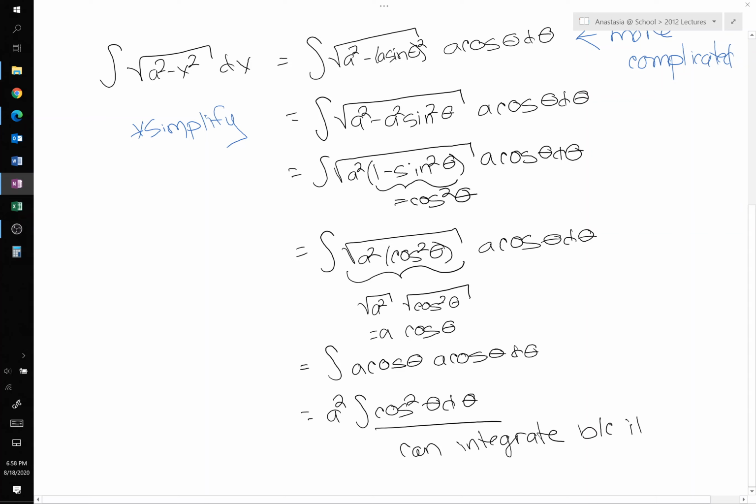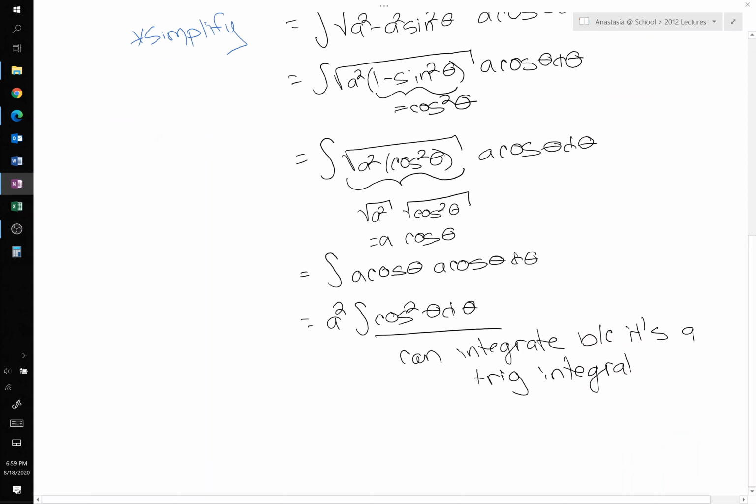because it's a trig integral, which is what we just finished talking about. Specifically in this case, you would use the half angle identity cosine squared theta is equal to 1 plus cosine of 2 theta over 2. But from here out, you can finish this on your own.